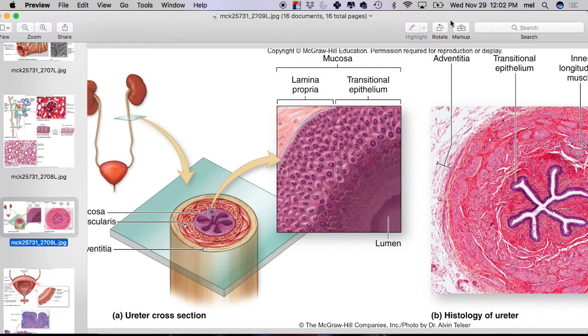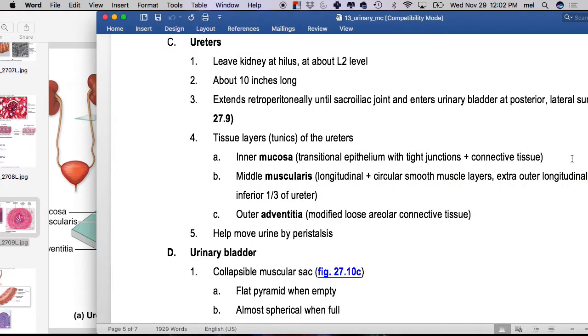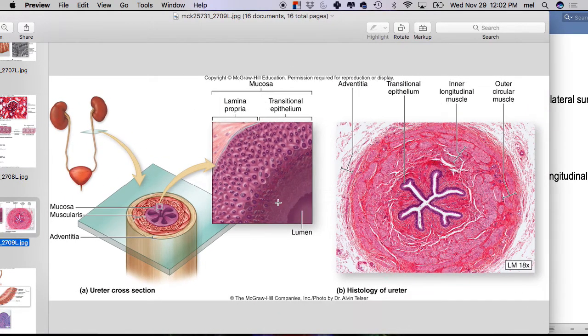So what else are you going to find in there besides transitional epithelium? You are going to find a middle muscularis layer, which is smooth muscle. You've got a circular layer and a longitudinal layer. And those are going to move urine by peristalsis. Do you see the layer of smooth muscle in between the two of them?